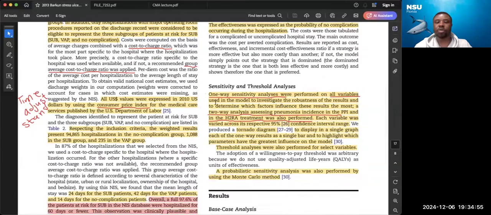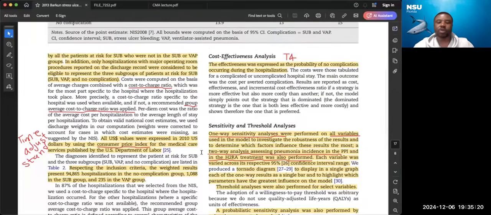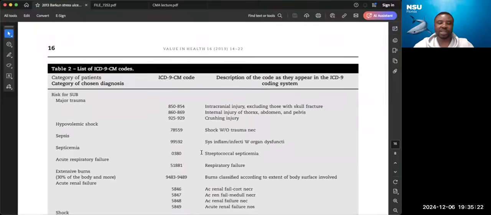So I want to go through the sensitivity analysis, and then we'll go to the table and then we'll start doing the decision tree. So for the sensitivity analysis, they did one-way sensitivity analysis, they did two-way sensitivity analysis, and then they did the probabilistic sensitivity analysis, which is also called a multi-way sensitivity analysis. So with this, we'll go through the tables and I'll go to the decision tree.